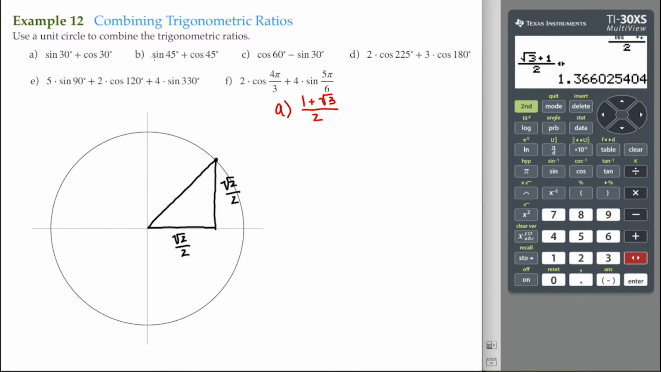Again, sine is relative to the y-coordinate, to the vertical axis. So that's this right here. So the sine of 45 degrees, that's the square root of 2 over 2. And we're going to add that to the cosine, which of course is our horizontal axis here, our x-coordinate. That's also the square root of 2 over 2. Square root of 2 over 2 plus the square root of 2 over 2. That's 2 times the square root of 2 over 2. And of course, common factors will cancel. So this is the square root of 2.